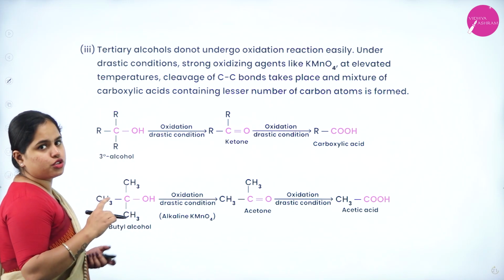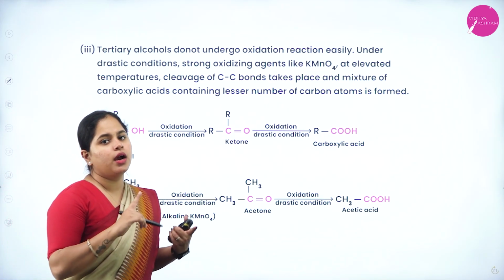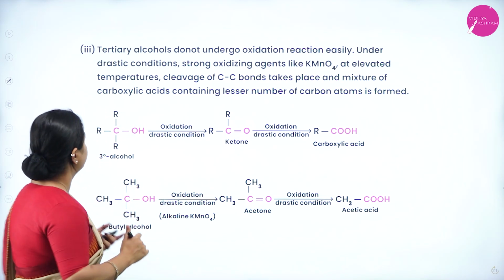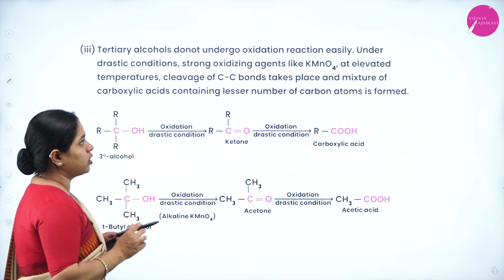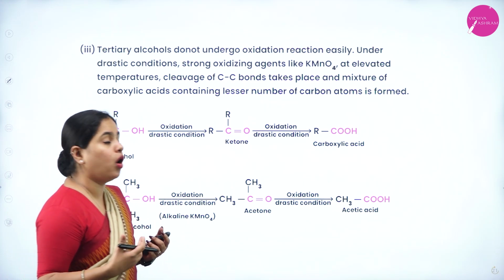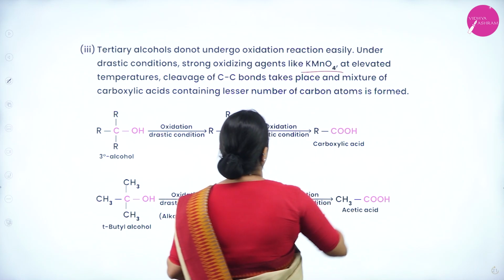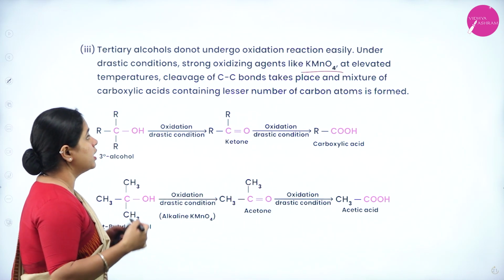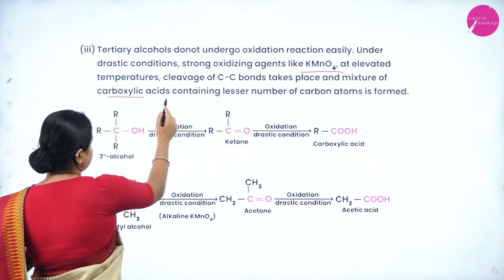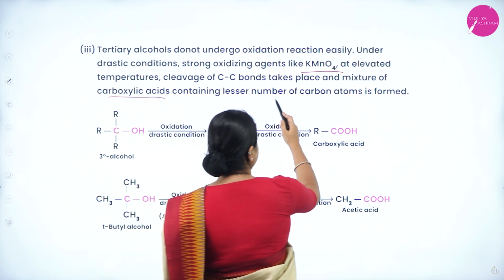Now, tertiary alcohol. Primary and secondary are already discussed. Primary will give you aldehyde and carboxylic acid. Secondary will give you ketone, right? Tertiary alcohols do not undergo oxidation reaction easily. Under drastic conditions, that is, if you are using a strong oxidizing agent like potassium permanganate at elevated temperatures, cleavage of carbon-carbon bond takes place and a mixture of carboxylic acids containing a lesser number of carbon atoms is formed.